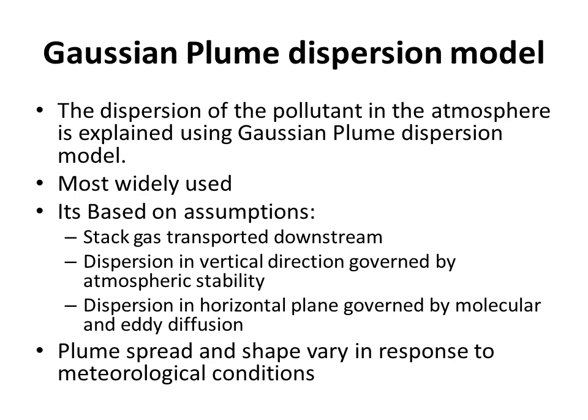Dispersion in the horizontal plane is governed by molecular and eddy diffusion. That is, how the plume is spreading in the horizontal direction depends upon the amount of heating of the atmosphere, and also upon the friction in the atmosphere due to buildings or other structures. The plume spread and shape vary in response to the meteorological conditions. For example, the wind direction and the wind speed help in determining the spread and the shape of the plume.